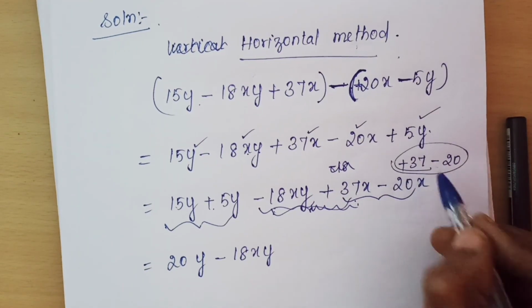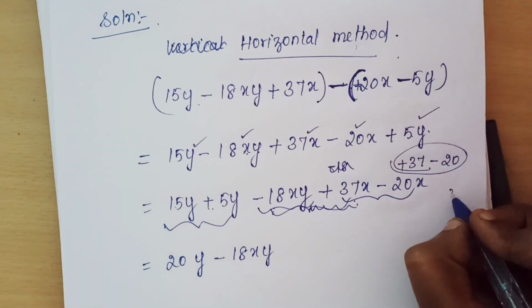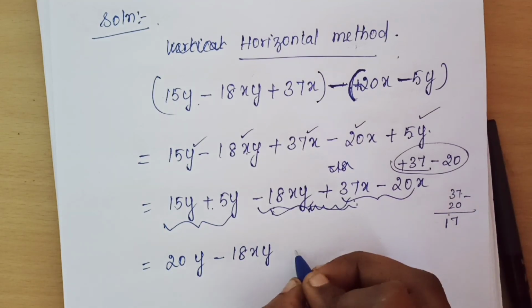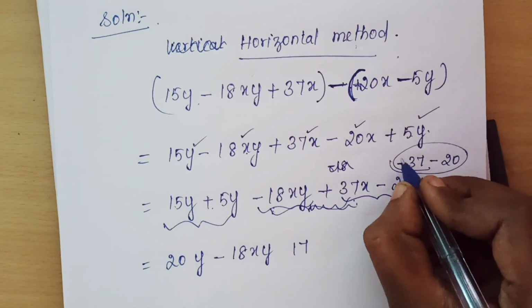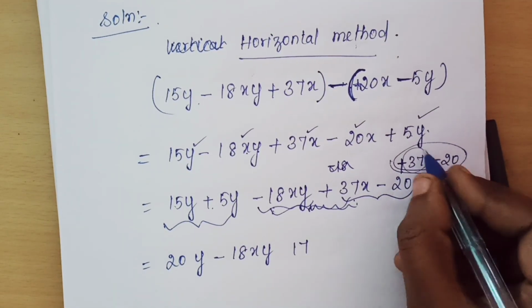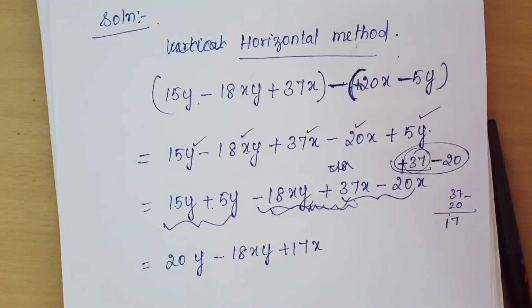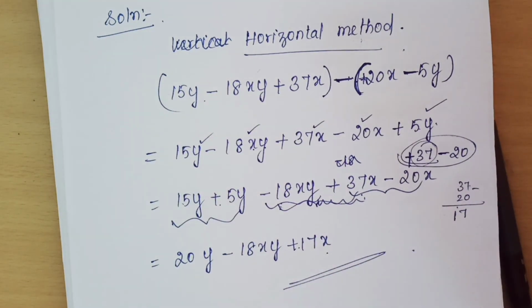Then you can add these two terms: plus 37 minus 20. Subtract it, right? 37 minus 20 is 17. Which sign do you have to allot, plus or minus? Since 37 is the greatest number, plus. So plus 17x.